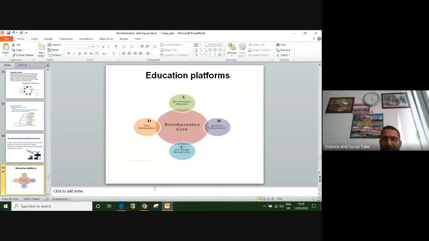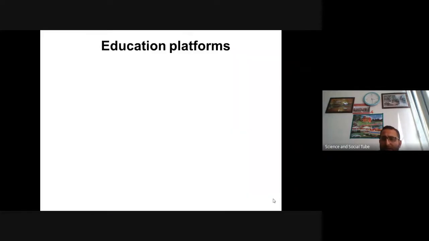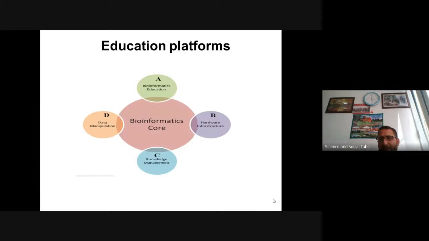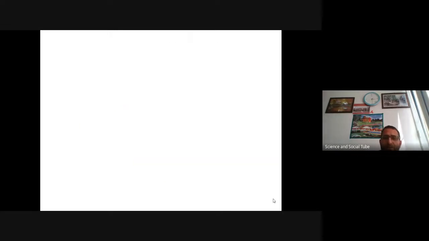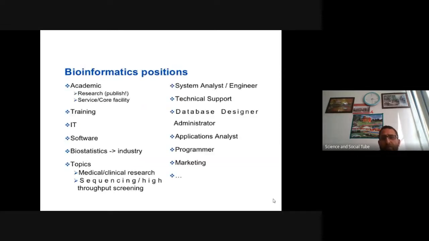So lastly, I want to talk about the education platform. As I told earlier, nowadays in India also there are universities and courses which offer master's degrees and PhDs in bioinformatics or computational biology. There are so many platforms and positions also in private companies. There are so many software packages, people will develop software which will help us analyze.